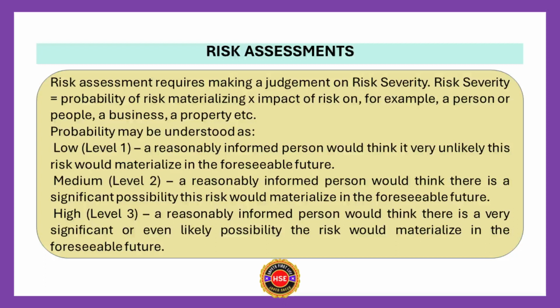Probability may have different categories, and you can understand it as low, level 1: a reasonably informed person would think it very unlikely this risk would materialize in the foreseeable future. Second category, medium, that is level 2: a reasonably informed person would think there is a significant possibility this risk would materialize in the foreseeable future. High, this is level 3: a reasonably informed person would think there is a very significant or even likely possibility the risk would materialize in the foreseeable future.